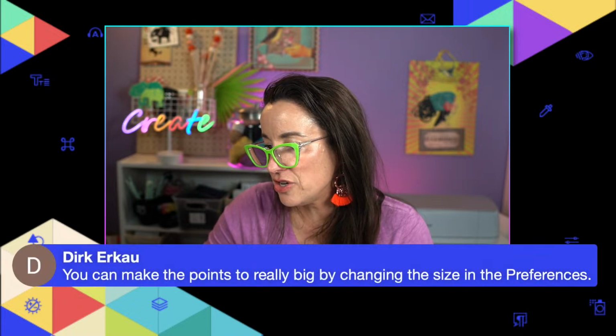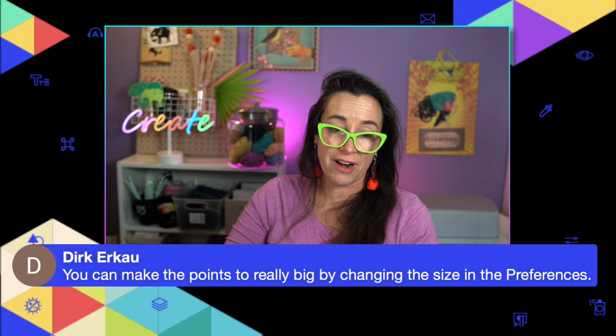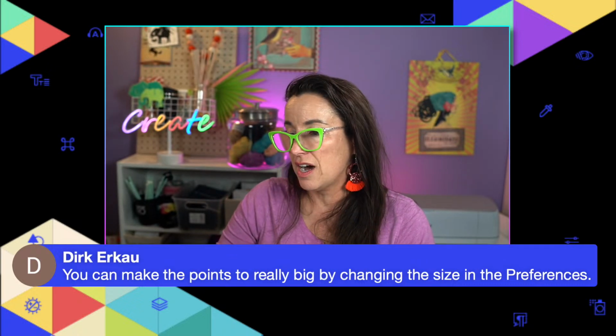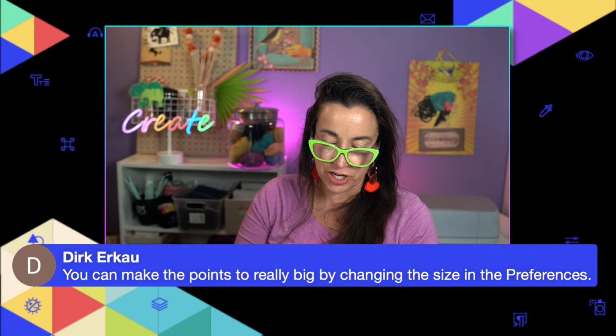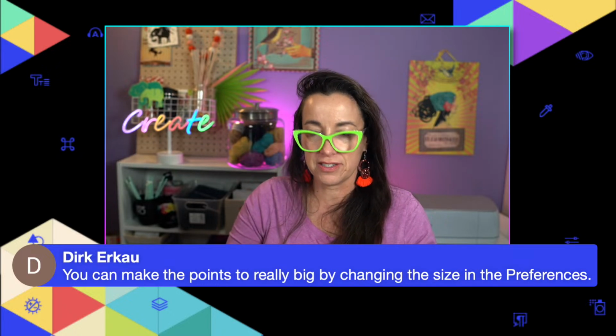Oh, and Dirk is saying you can make the points really big by changing the size in the preferences. Yes, Dirk, thank you. You can, and that can be found in the preferences if you press Command or Control K, right? Let me just double check. Yep, Command or Control K will open up your preferences, and then you can change the size of all those little points. And now that I'm up to like 2-something readers, I should probably do that. So thank you for the reminder, Dirk. And that's a great tip for everybody. I'm sure, Scott, you can appreciate that too, right?